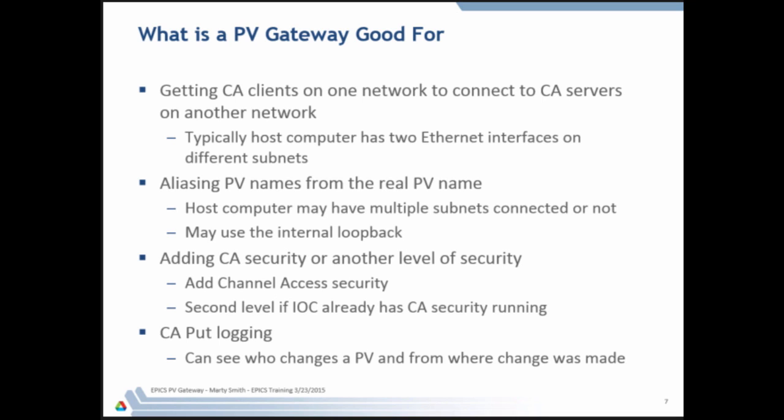The gateway can also give you CA put logging. You can see who changes a PV and where that change was made. I don't know about the newer versions, but the version that I'm running does not show you what the data is. It just tells you this PV was changed by this user at this host, and you don't know what the values are.